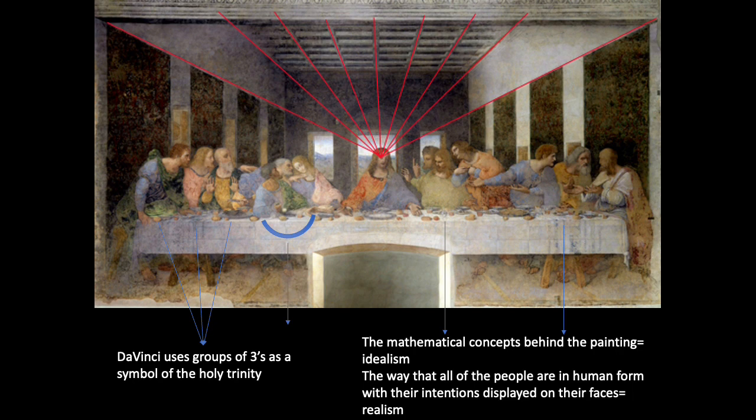Instead of objects that are linked to sayings or objects that stand for something, they're symbols that are imbued into their theology. And so you see that Da Vinci groups everybody into groups of three. This is a symbol for the Holy Trinity. In this image, I'm showing you exactly the different groups of three.